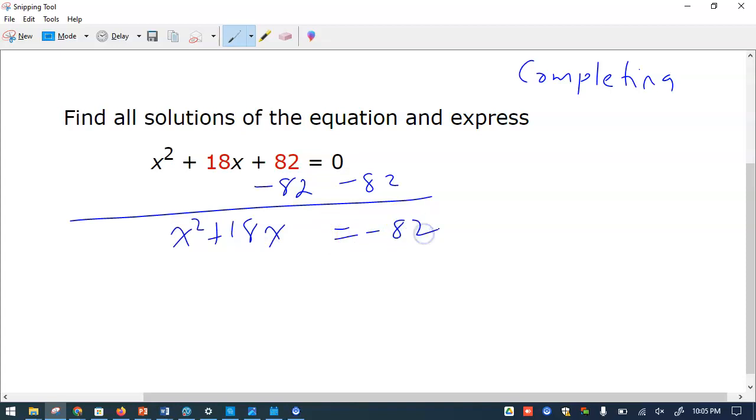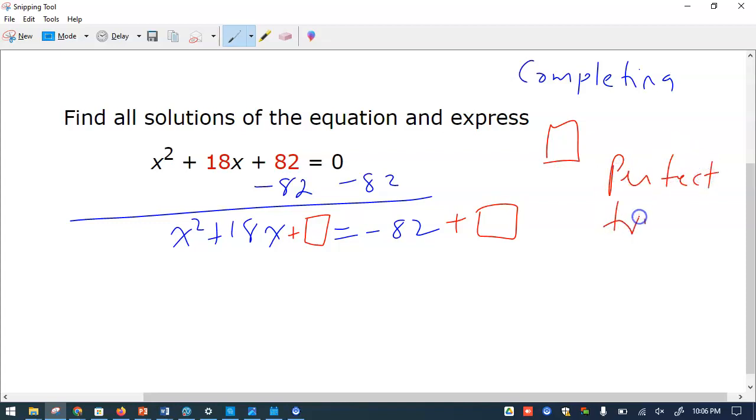And then you think of the left side. You want to add something here, and when you add this, you have to add it also to the right side. What is it that you're going to add? It is something to make a perfect trinomial. So how do you make a perfect trinomial?